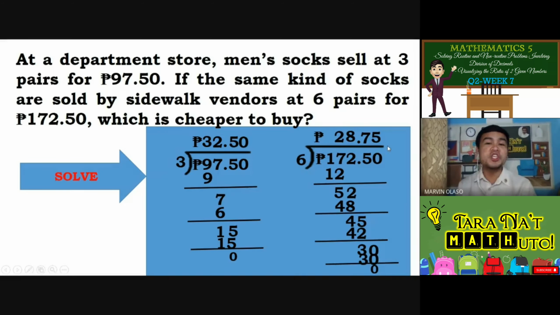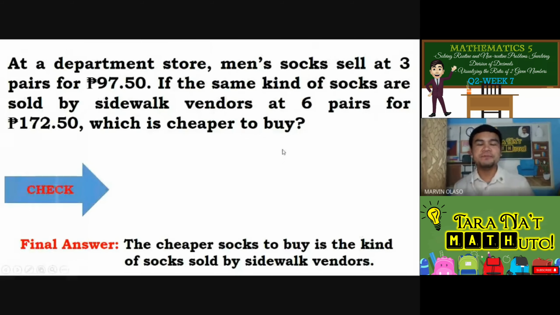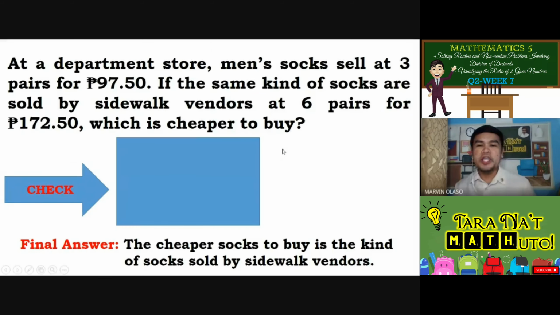Now, which is cheaper to buy? Yes, of course, the cheaper price is the pair of socks sold by the sidewalk vendors. Okay, now, let us check. How do we check the answer? Let's have working backward.